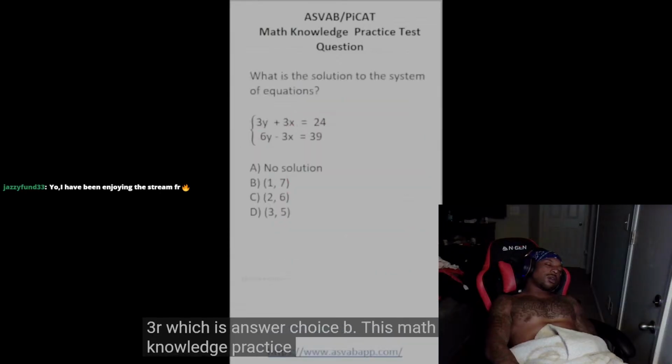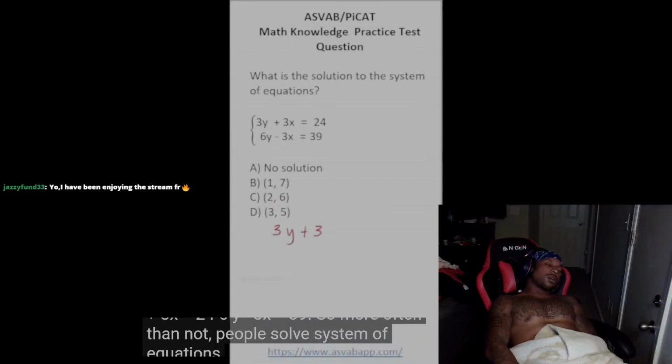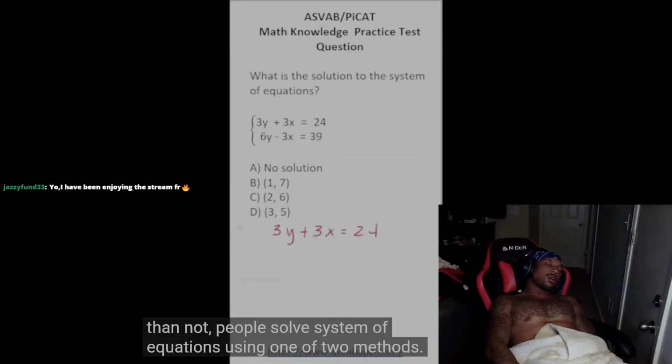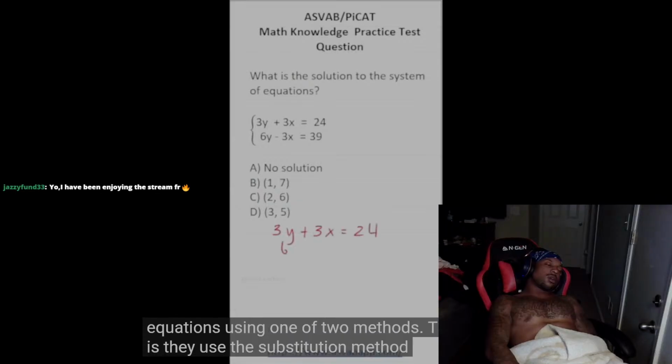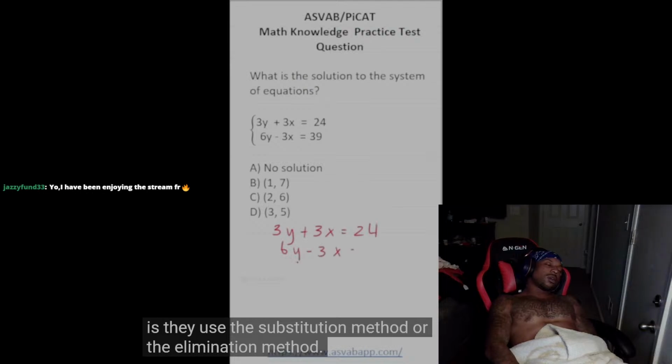This math knowledge practice test question for the ASVAB and PiCAT says, what is the solution to the system of equations 3y plus 3x equals 24, 6y minus 3x equals 39? More often than not, people solve systems of equations using one of two methods. That is, they use the substitution method or the elimination method. The elimination method says multiply either one or both equations by a constant, such that when you add them together, one of the letter variables is eliminated.